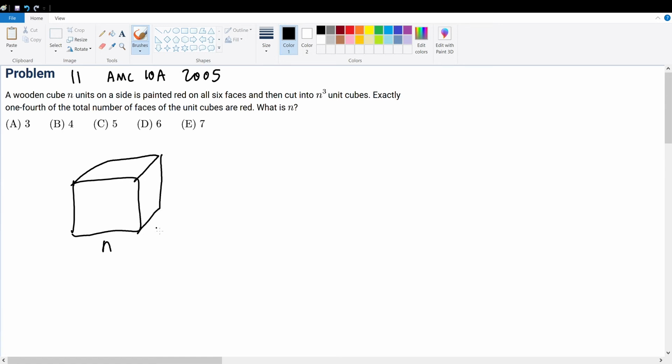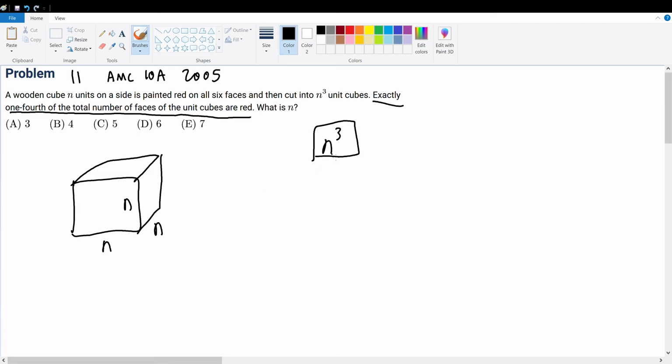say that all the sides are n, okay? And with this, we're cutting this into n cubed unit cubes, okay? So n cubed will be the number of unit cubes that we cut this into. Exactly 1/4 of the total number of faces of the unit cubes are red. This is extremely important because this is the main bulk of the question. So exactly 1/4 of the total number of faces of the unit cubes are red.